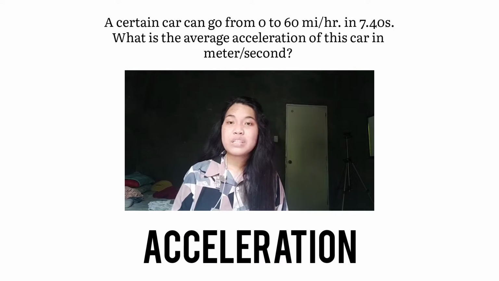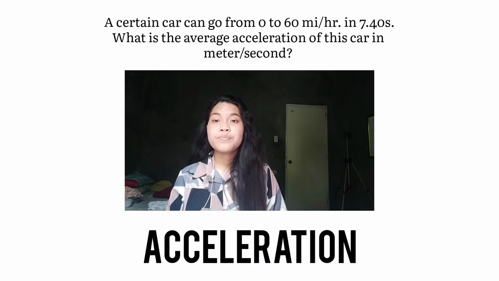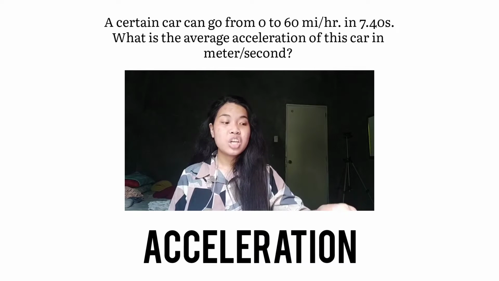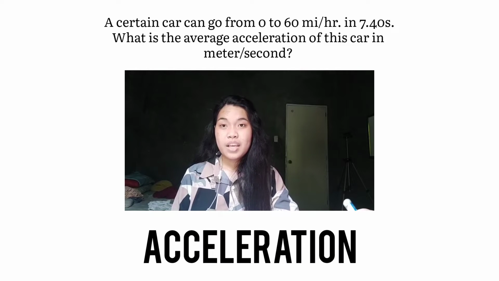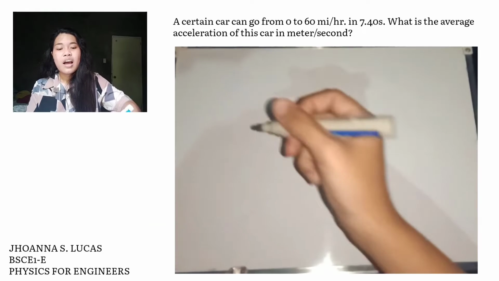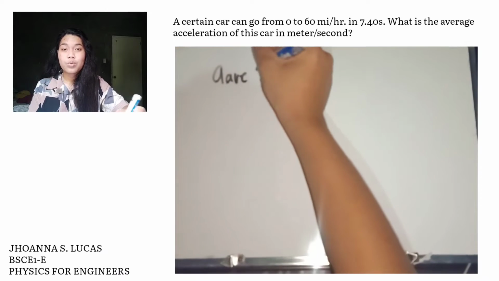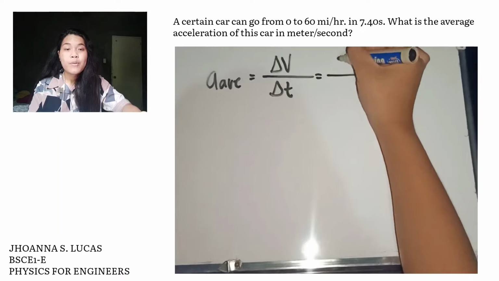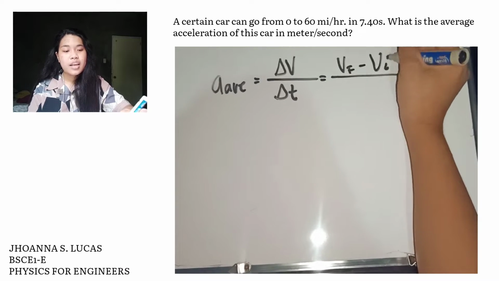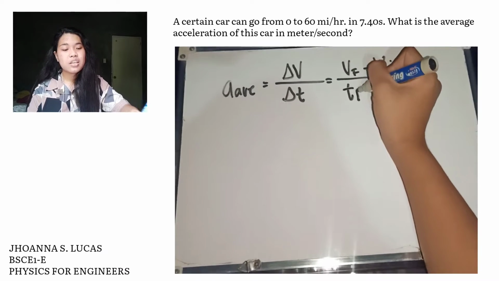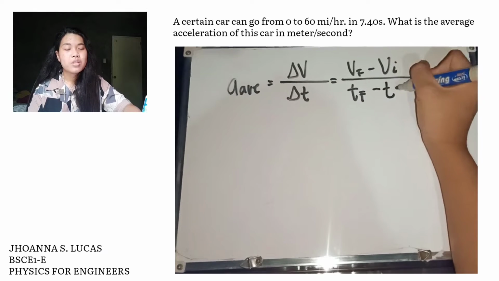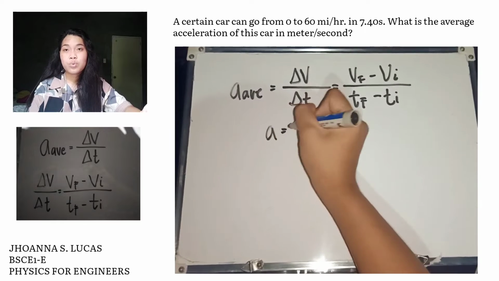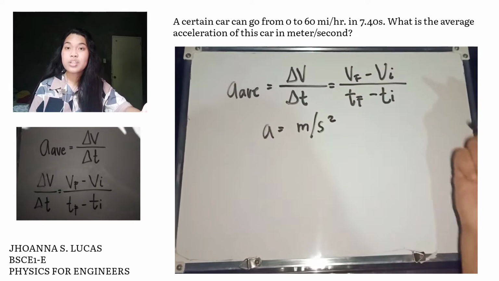Before answering it, I will discuss the unit and the formula or the equation of the acceleration. Acceleration is the change in velocity divided by time taken. And here is its formula. Average acceleration is equal to delta V over delta t, where delta V is equal to final velocity minus initial velocity, and delta t is equal to final time minus initial time. Acceleration has a meter per second squared unit.